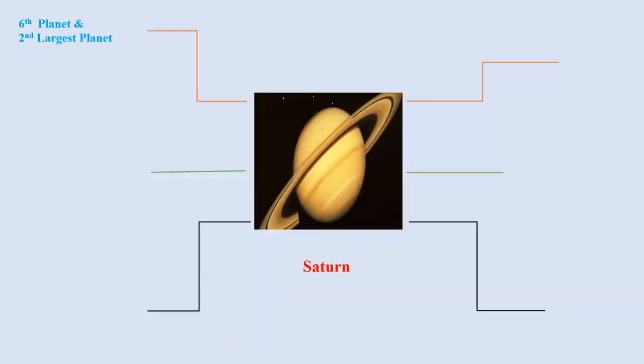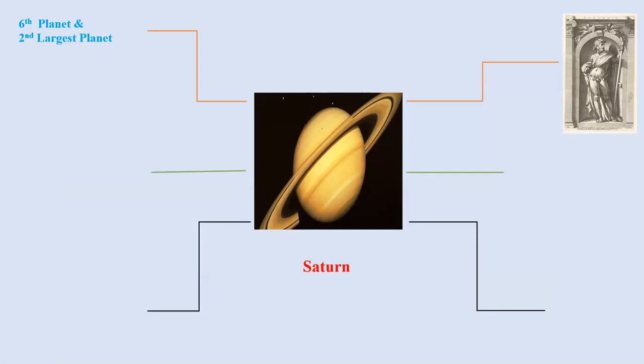So students, Saturn is the sixth planet from the Sun and the second largest planet in the solar system after Jupiter. It is considered to be a peculiar planet because of the rings around it, as you all can see. It is named after the Roman god of agriculture. Saturn has many rings around it, and these rings are made up of mostly ice, rocks, and dust particles.